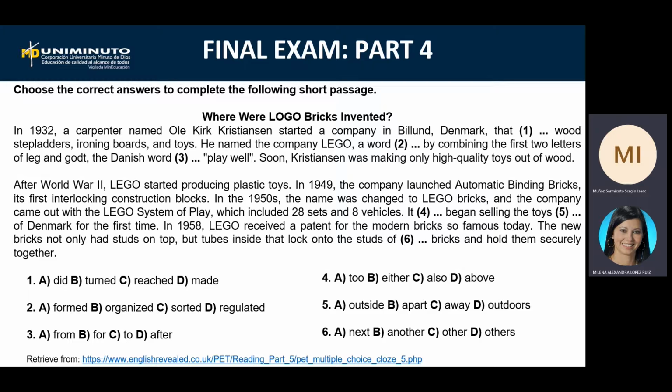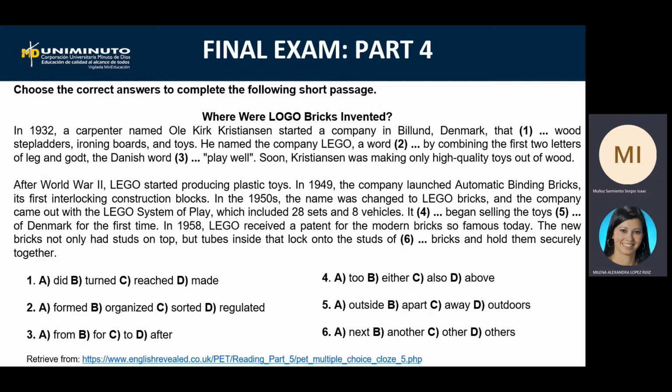So let me see. He named the company Lego, formed by the first two letters. Good. That will be A. Formed by the first two letters and godt.